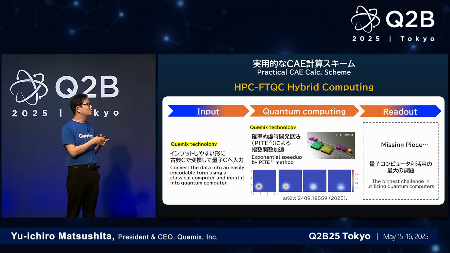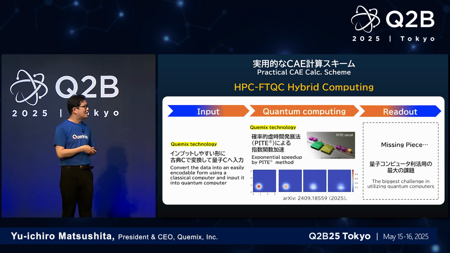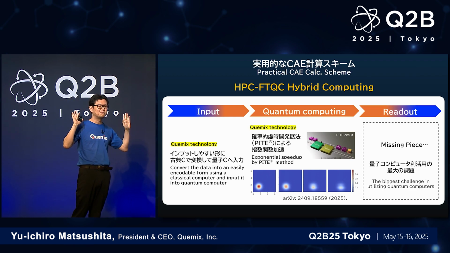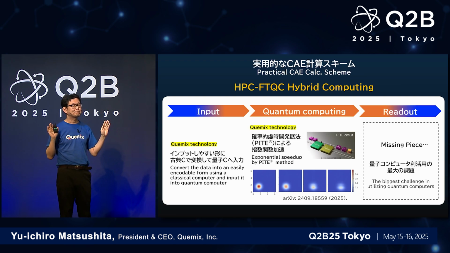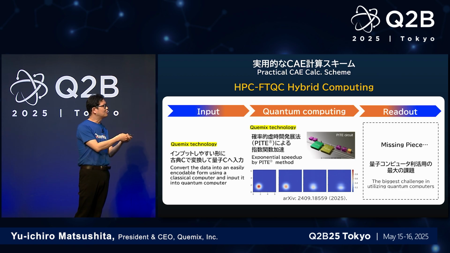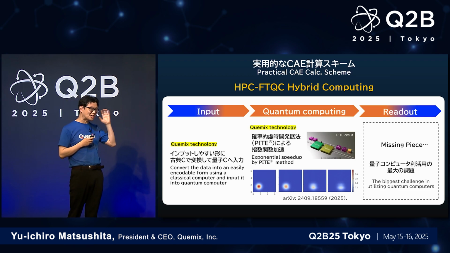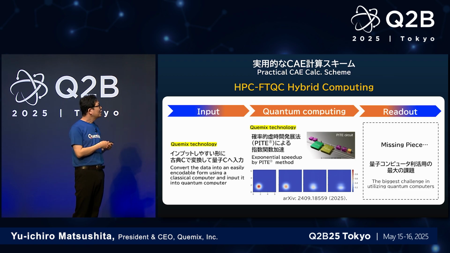However, if you want to do a truly practical CAE calculation, it's not here that's most challenging. It's the input and the readouts that are very difficult. These are the two, from the beginning and also at the end. Those are the most challenging. Specifically, in terms of input, first of all, we need to input the initial data, and how can we convert that data easily? And the readout, how do we do that? These are extremely difficult.